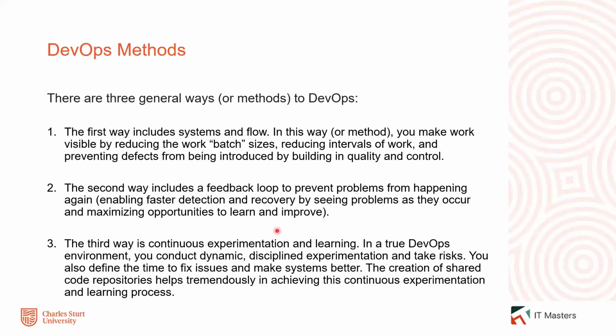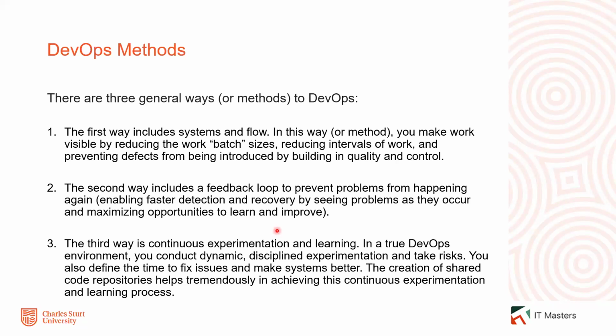The second way includes a feedback loop. This allows us to constantly monitor and provide feedback to the different stakeholders involved so that we can quickly detect problems before they become a big problem, and allows us to be agile in our detection, our recovery, and our mitigation of problems, and allows us then to feed that back in order for us to learn and subsequently improve our practices as we continue to develop.